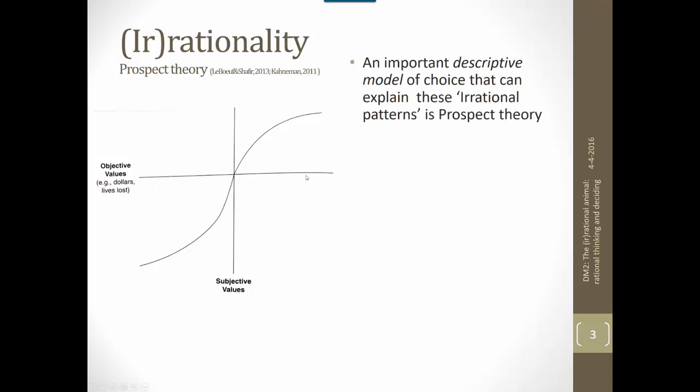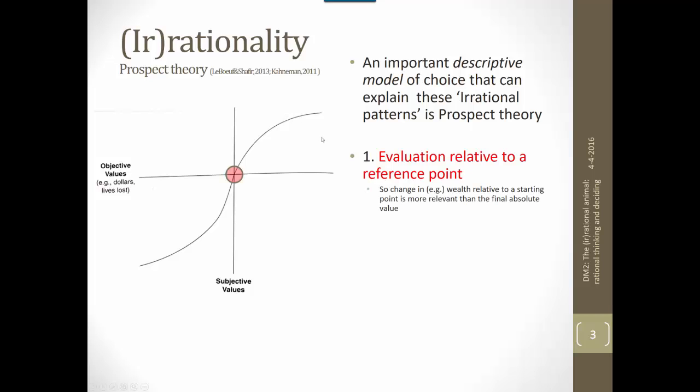So you should know that this is a descriptive model of choice versus a normative model, which we've been discussing before. It's a description of how people actually appear to make decisions instead of how they should make decisions given a specific benchmark of rationality, which we can use to better explain apparently irrational patterns of behavior.